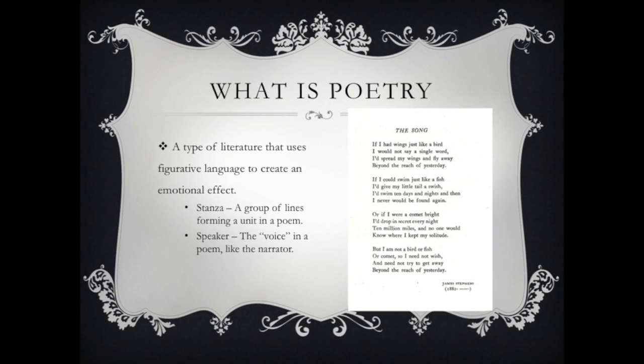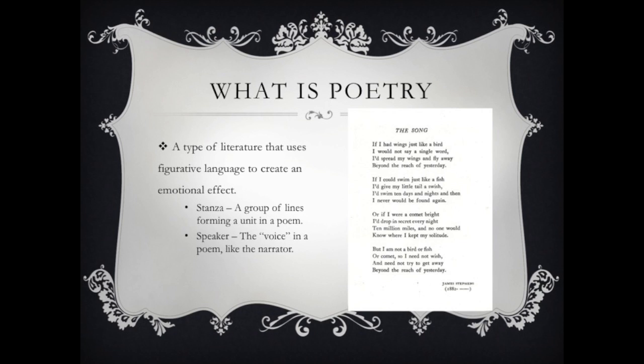Alright, so let's start off with a very basic definition of what is poetry. Poetry is a type of literature that uses figurative language to create an emotional effect. So you'll pick out two things in there. Figurative language, meaning that poetry is not saying exactly what it means. It's using some kinds of figures of speech. And then also emotional effect. The goal of poetry almost always is to make you have some sort of feeling.